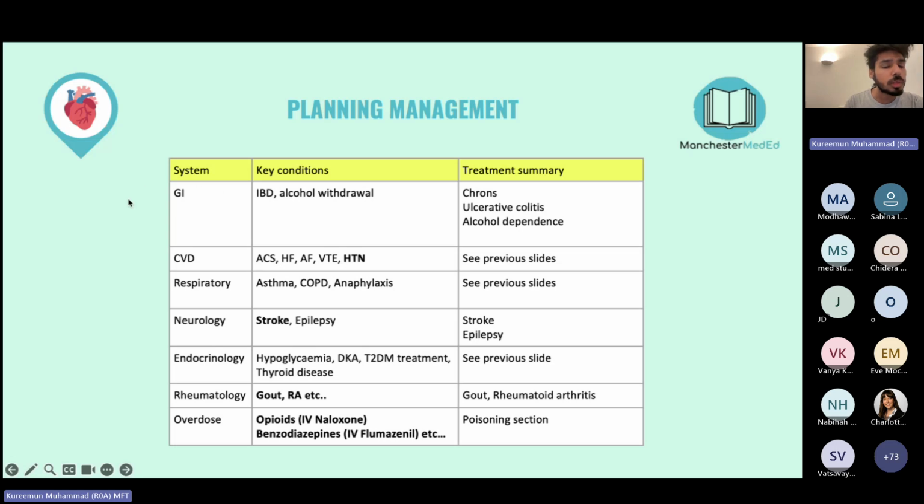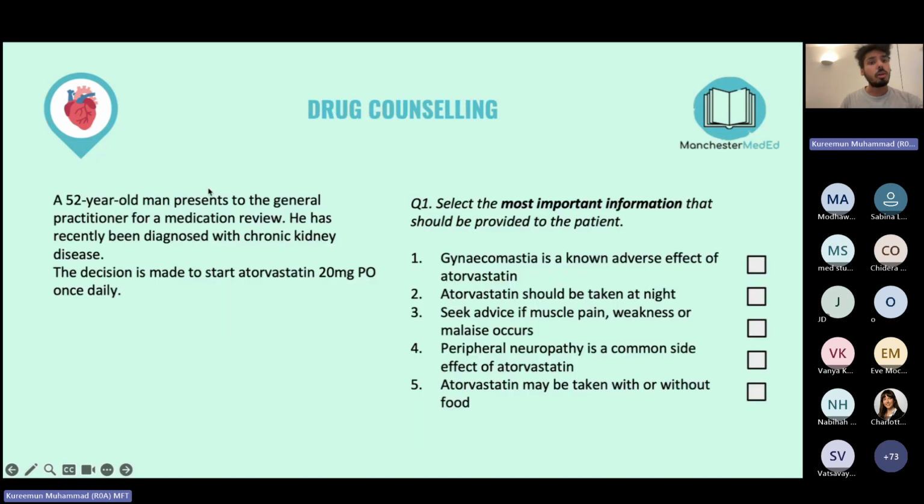So for opioids, you will be giving naloxone. For benzodiazepines, you will be giving flumazenil. But there are a lot of things in the poisoning section, including if someone comes in having taken an overdose of paracetamol, what you should do, when you should give acetylcysteine and all that. So just for you to be aware of.